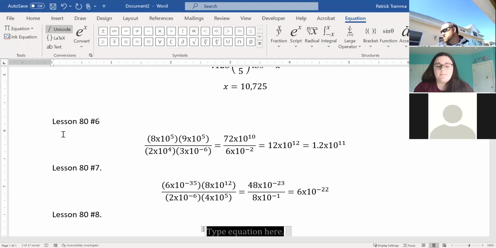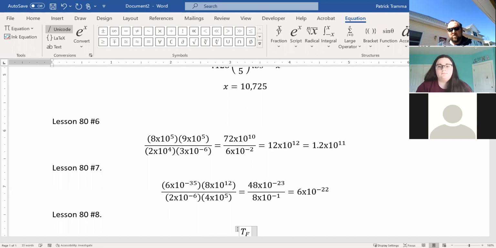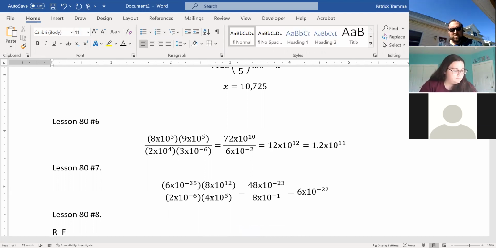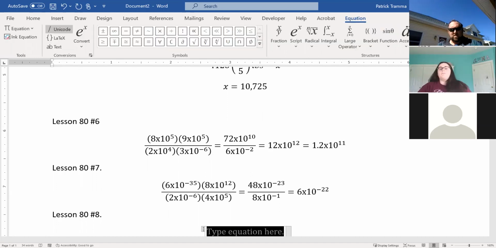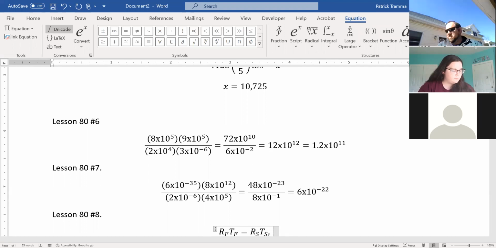So we have R sub F times T sub F equals R sub S times T sub S. Well, hold on. There's a comma there. Or there's not a comma. There should be. That's missing a comma.